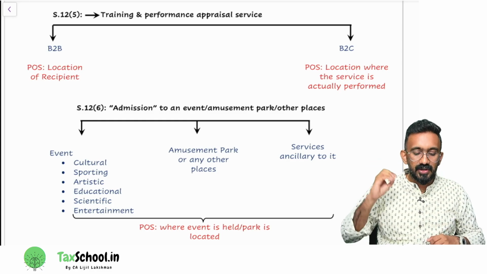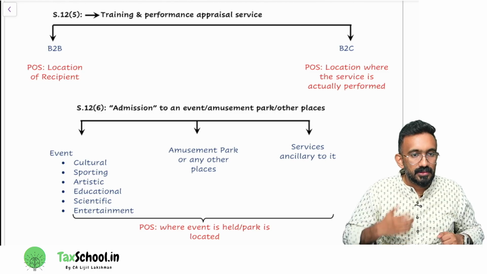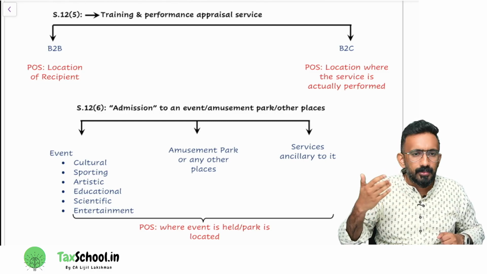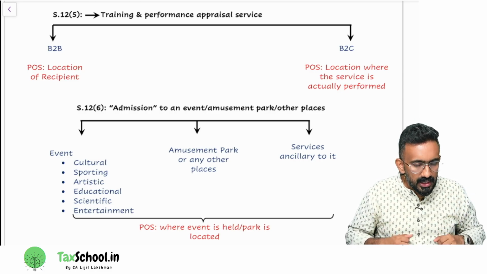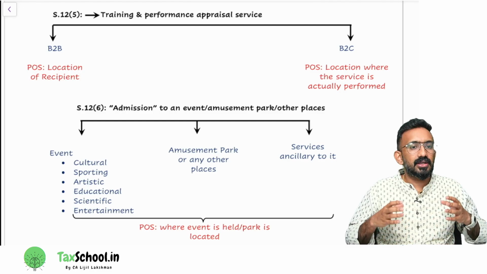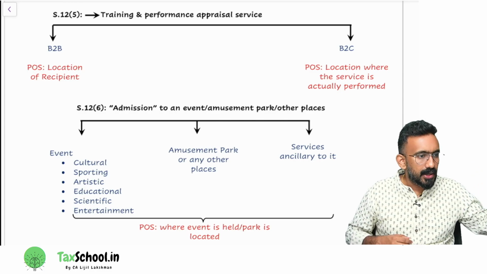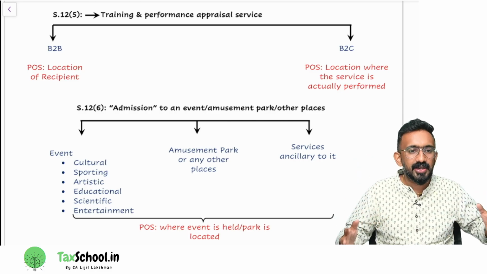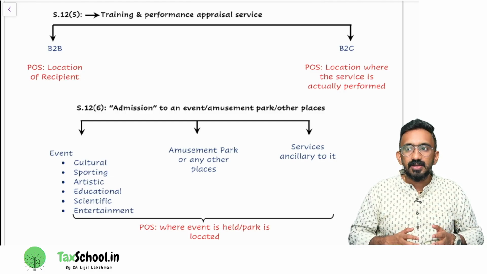Section 12 subsection 5 talks about training and performance appraisal service. What is training and performance appraisal service? My classes could be a training service. Say I'm doing a GST practical class in Kochi, and people from Chennai, Bangalore, Andhra, Kerala, everybody is coming to Kochi and attending these classes. What will be considered to be the place of supply?